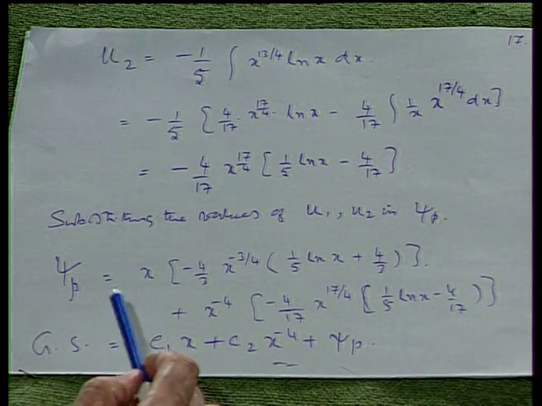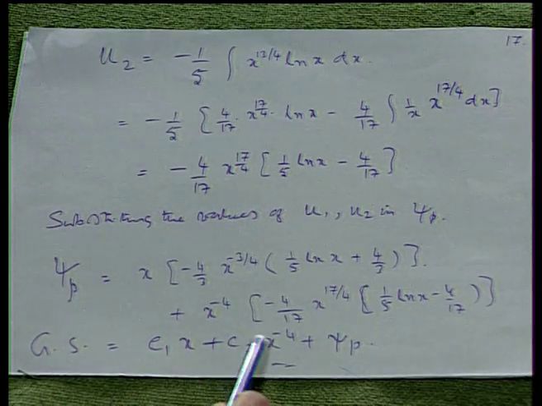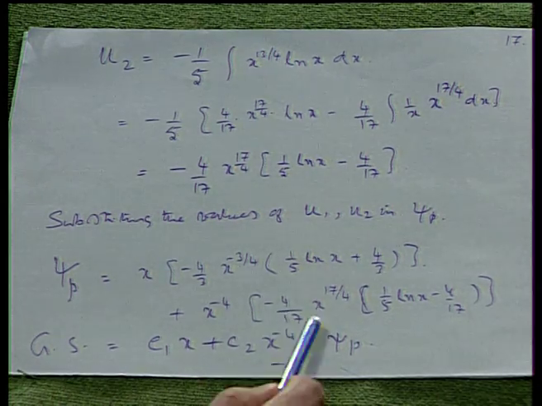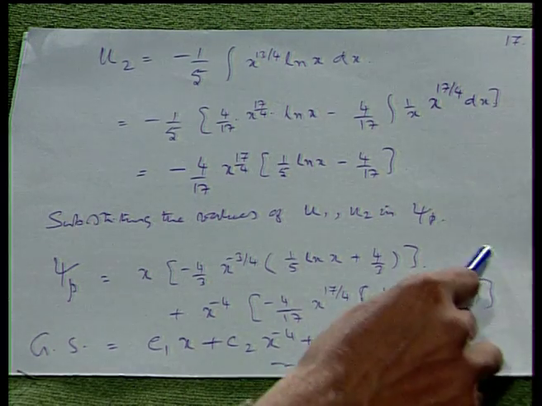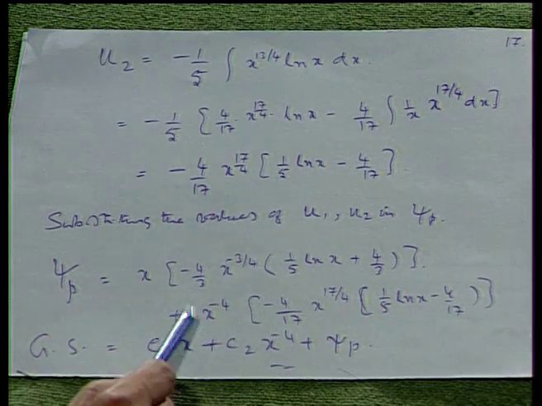Now, as per the theorems which you have stated earlier, the general solution of the given differential equation Ly is equal to Bx is given by C1 into x plus C2 into x to the power of minus 4 plus psi p, where psi p is this expression, the entire expression. This is the general solution.